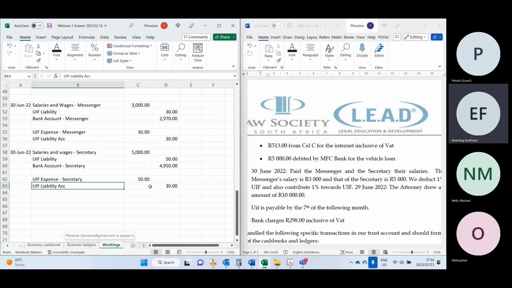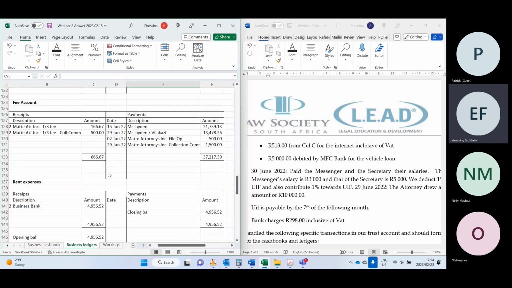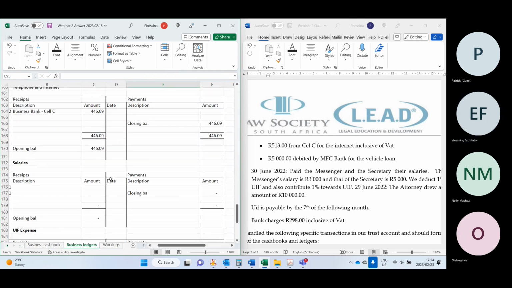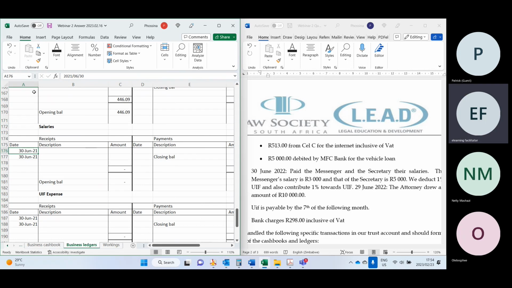Okay, so for our secretary, this is how we also record. I'm now continuing. I think we are now left with a few minutes, so I need to illustrate this to you. So let's start by recording our salaries and wages for the messenger when we go into our ledger for salaries and wages. So we come, this is 30 June 2022.